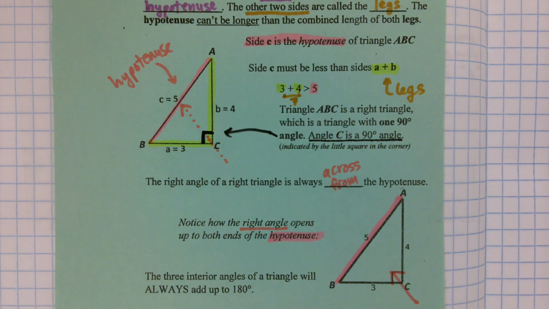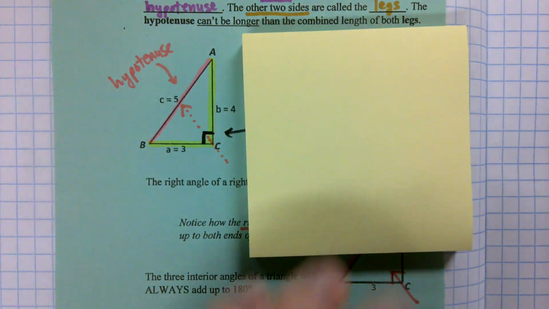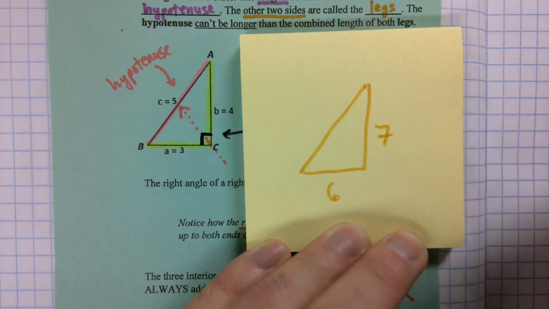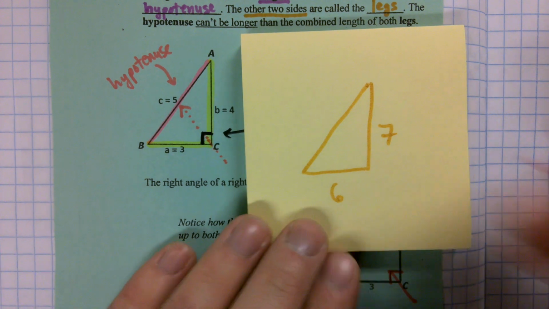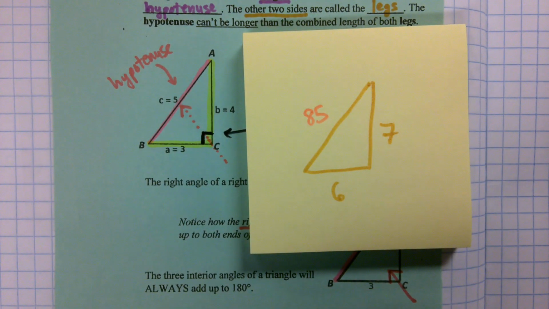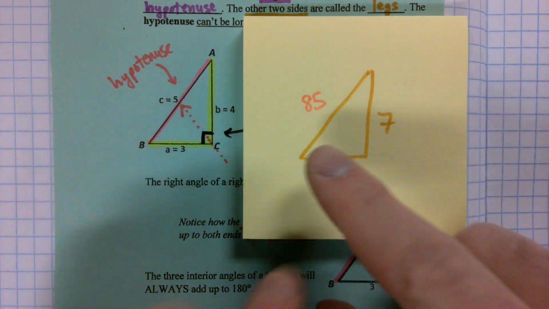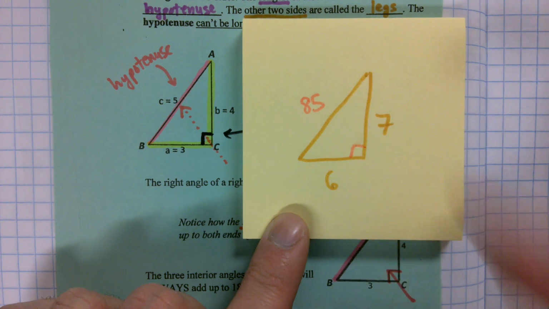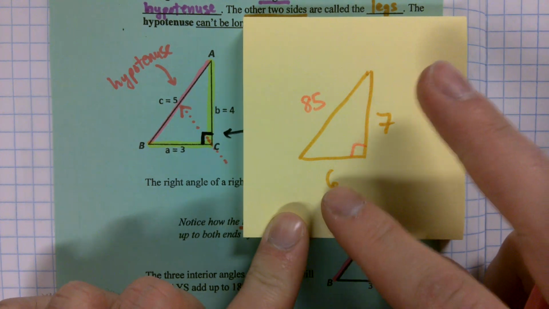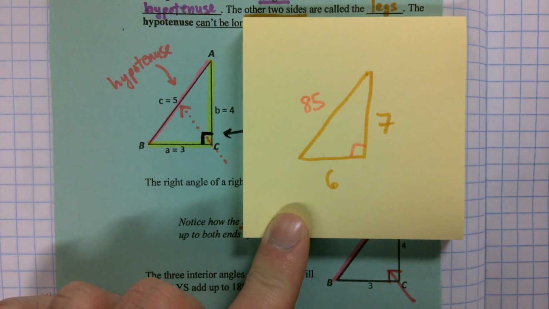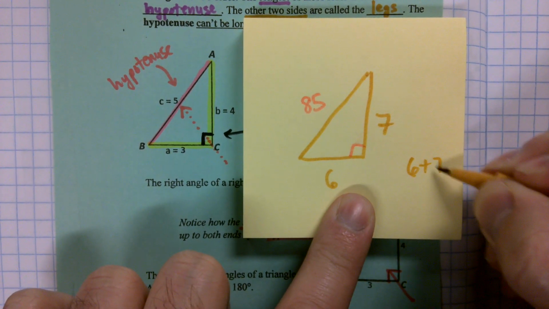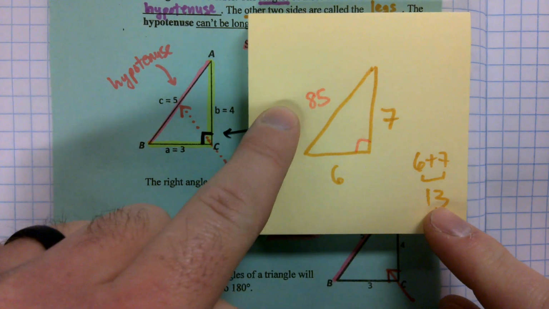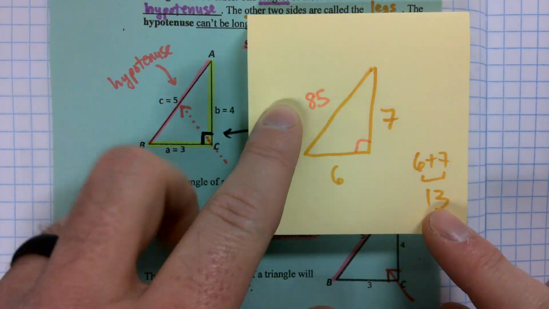What I was mentioning on the worksheet was that it wouldn't make sense if we had a triangle where one side is 6, one side is 7, and the other side is 85. Yes, the hypotenuse here is my longest side, so that checks out. But what's the combined length of both legs? What would happen if we added 6 and 7 together? 13. Is 13 greater than 85? No, it's way, way, way less.